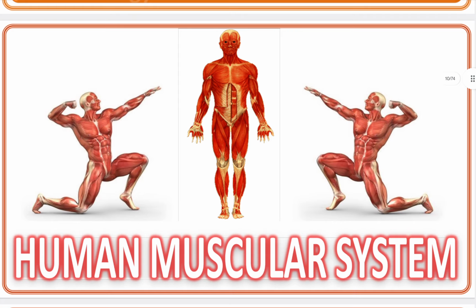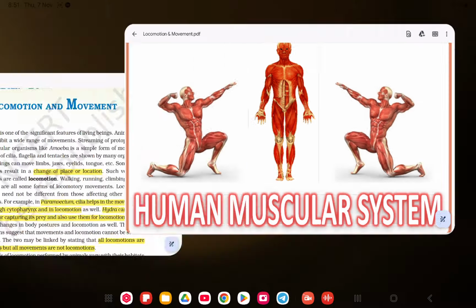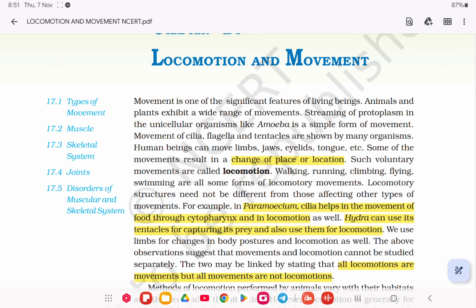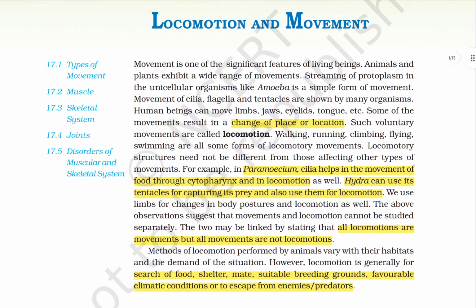Now coming to the human muscular system. Before we start this topic, let's see what your NCERT says. Same points we discussed in the PDF. Here you can see movements result in the change of place or location, that is such voluntary movement. Voluntary means the movement that occurs in your presence, meaning you know that something is moving in your body. That is called voluntary movement, that is called locomotion. Walking, running, climbing, flying, swimming are all some forms of locomotory movements.